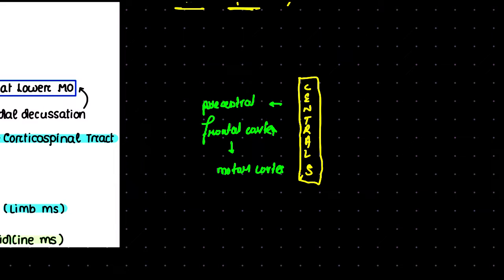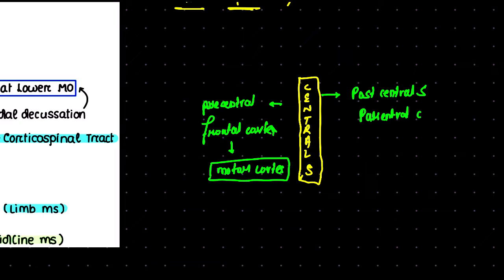That means motor functions are all regulated right here in this region. Behind this central sulcus, after it, we have the postcentral sulcus. This is called the parietal cortex. These were our sensory cortex.